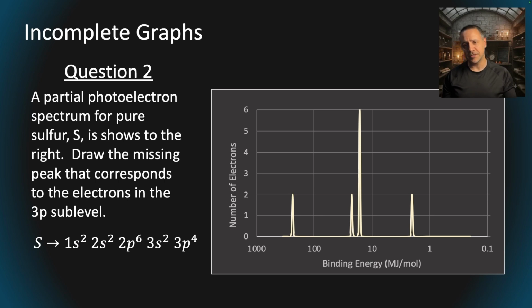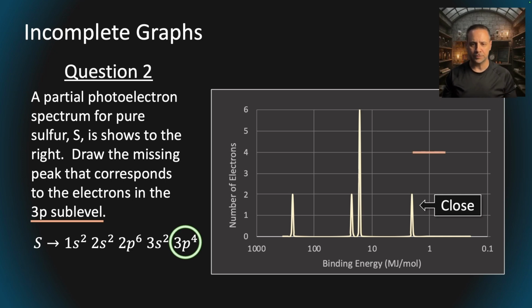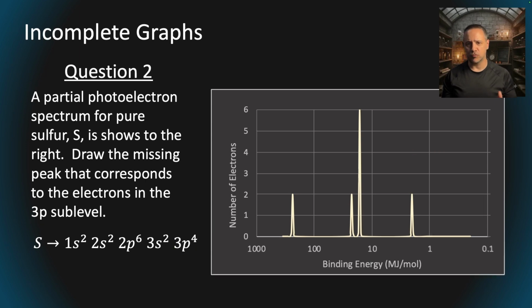The question does identify the missing orbital, and now I have the peak intensity. To position that peak, just remember that peaks from the same energy level are grouped together. As long as you place the peak close to the 3s, you're good. Since there's 4 electrons in the 3p, the peak height does have to be exactly 4. The actual position of that peak is right here.